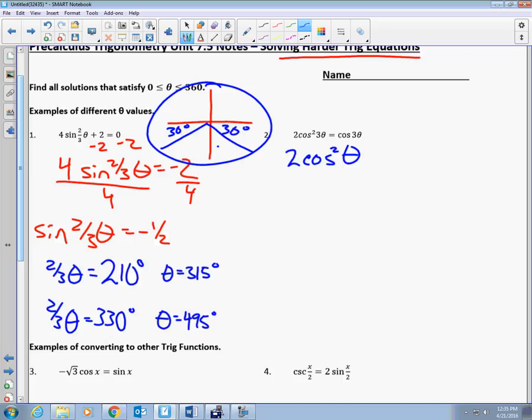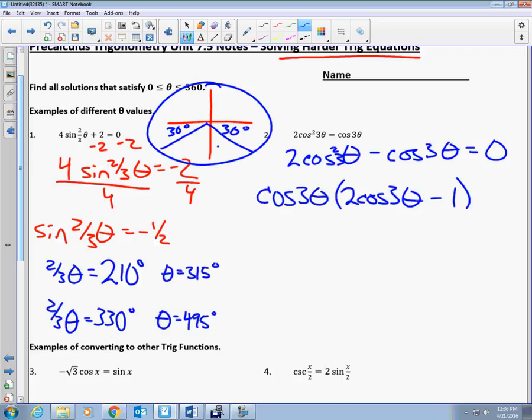Good question. 2 cosine squared of theta minus cosine of 3 theta is equal to 0. And then Emma said to factor out, whoops, forgot the 3 there. I said to factor out a cosine of 3 theta. And when you do, what are you left with? 2 cosine of 3 theta minus 1. So you leave the angle alone, okay? Just leave the angle alone. So we set both of these up. Cosine of 3 theta is equal to 0, and cosine of 3 theta is equal to 1/2.